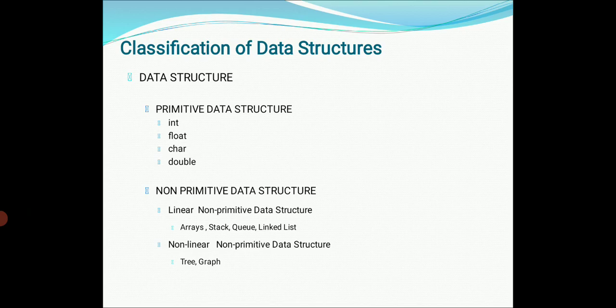The second category is the non-primitive data structure, which is classified into two more types. One is a linear non-primitive data structure. Another one is a non-linear non-primitive data structure. The examples of the linear non-primitive data structure are arrays, stacks, queues, and linked lists. And the examples of the non-linear non-primitive data structure are trees and graphs.